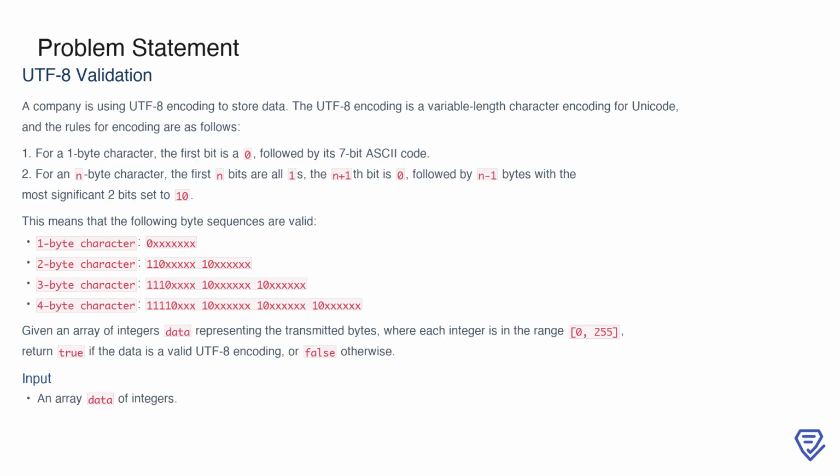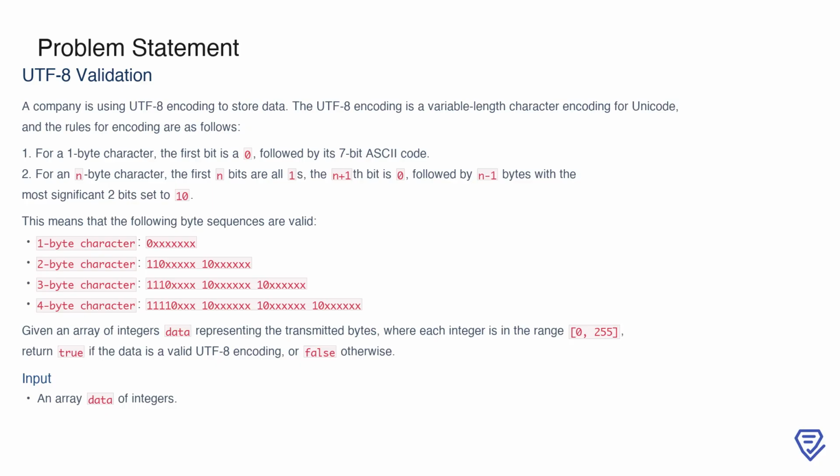Let's dive in. The problem we're addressing involves UTF-8 encoding, which is a widely used variable length encoding for Unicode characters. In UTF-8, the encoding rules specify that a 1-byte character starts with a 0 followed by its 7-bit ASCII code. For characters requiring more bytes, the first n bits of the leading byte are set to 1, followed by a 0, and each subsequent byte, known as a continuation byte, begins with the bits 10.